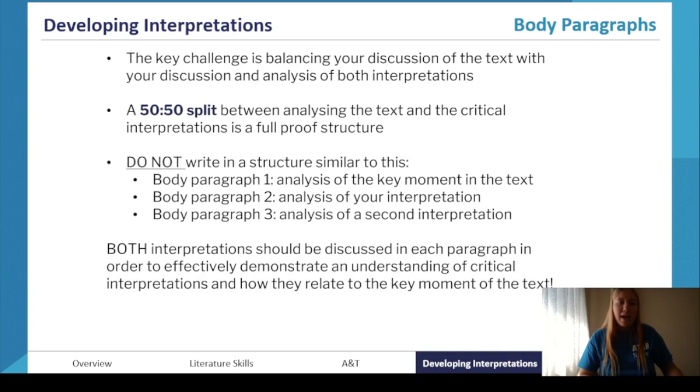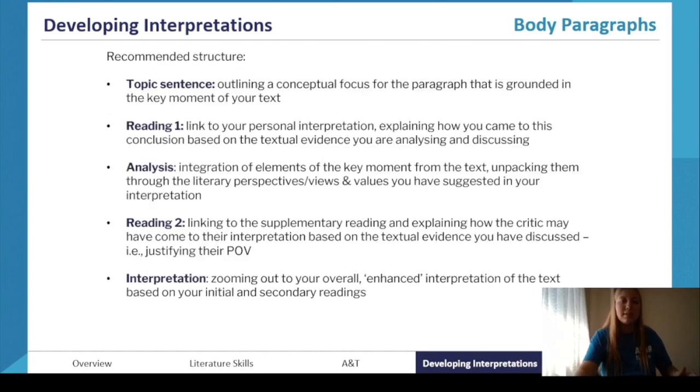slightly comparative tasks. So when we just analyze our interpretation and the critic's interpretation entirely separately, that is not being fulfilled. So both interpretations should be discussed in each paragraph in order to effectively demonstrate an understanding of critical interpretations and how they relate to the key moment of the text. They should be in each body paragraph together, our interpretation and the supplementary reading's interpretation.